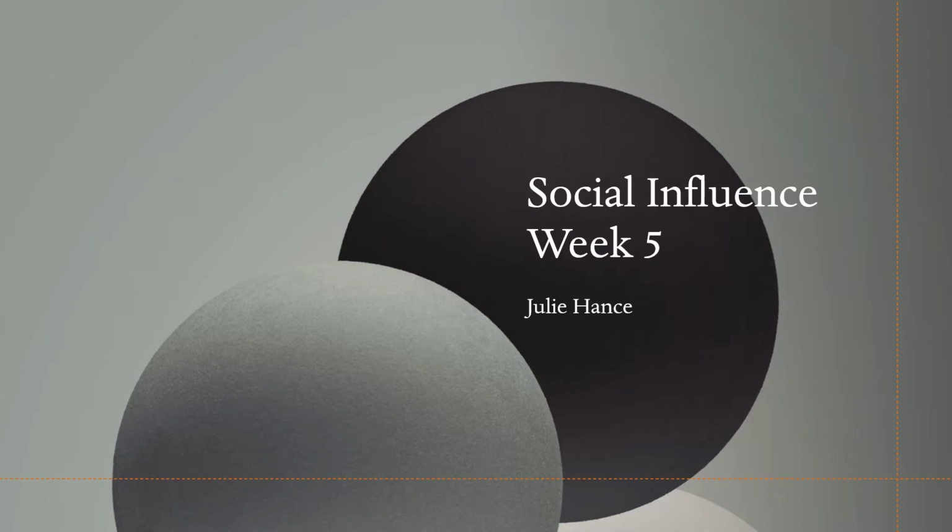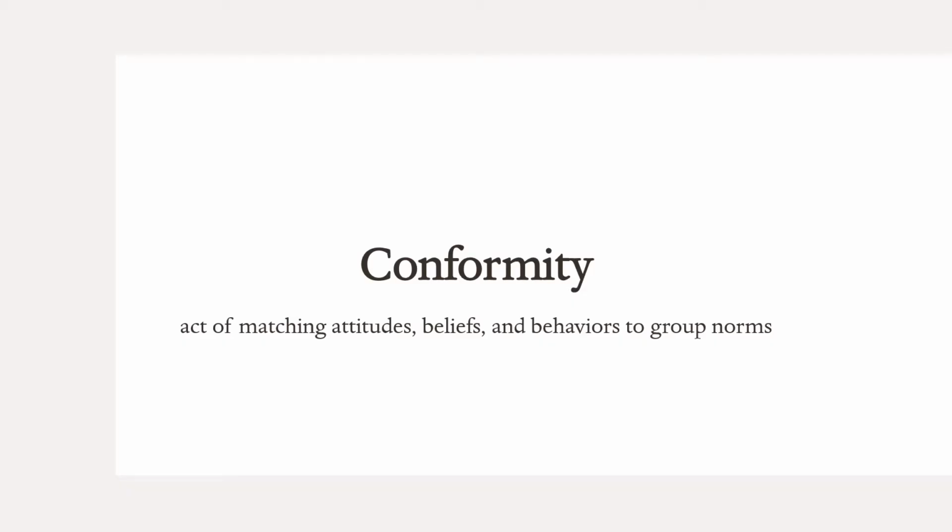There are 3 types of social influence that happen automatically: conformity, compliance, and obedience. First, we'll look at conformity. Conformity is the act of matching attitudes, beliefs, and behaviors to group norms. You may call yourself an individual, but conformity is the reason you don't attend a formal wedding dressed in blue jeans, and it's the reason you wait your turn in line.